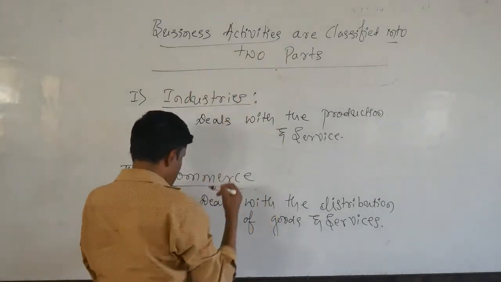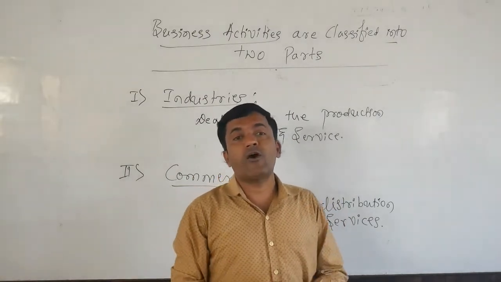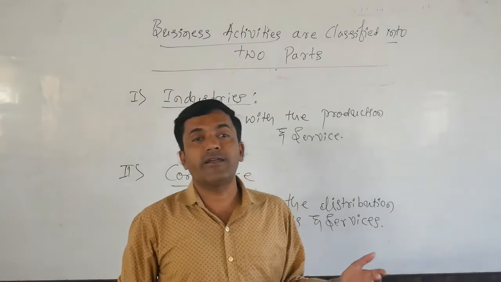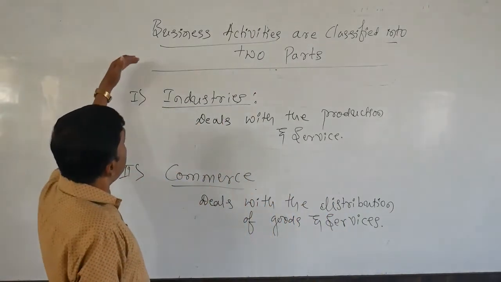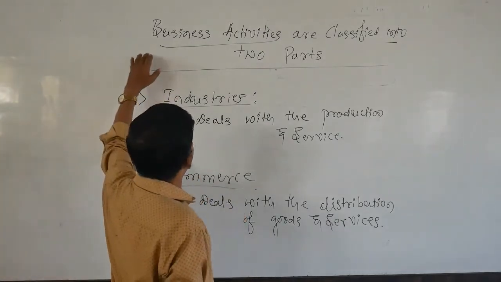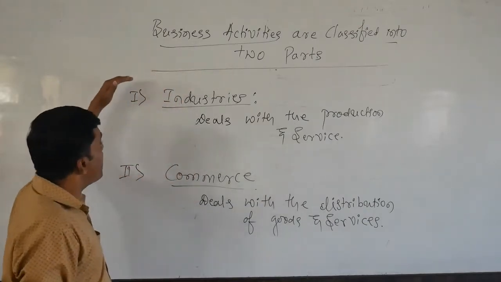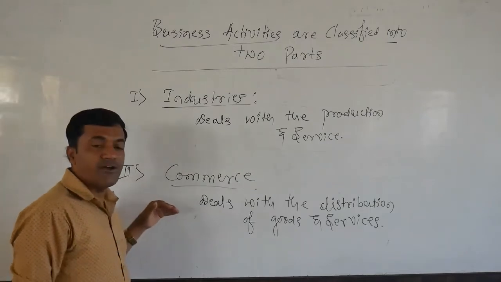So business activity is basically an economic activity. Its intention is earning profit, that you all know already from the earlier videos. Dear students, for reaching that desired goal, what kind of activities are conducted in business? On that basis, we can see here, one is industry and the other one is commerce.